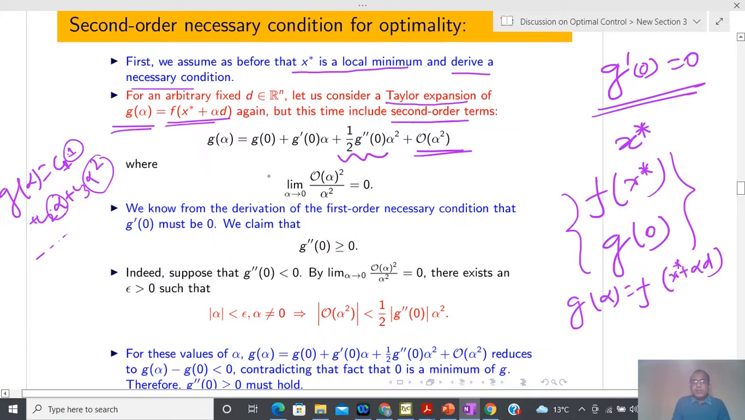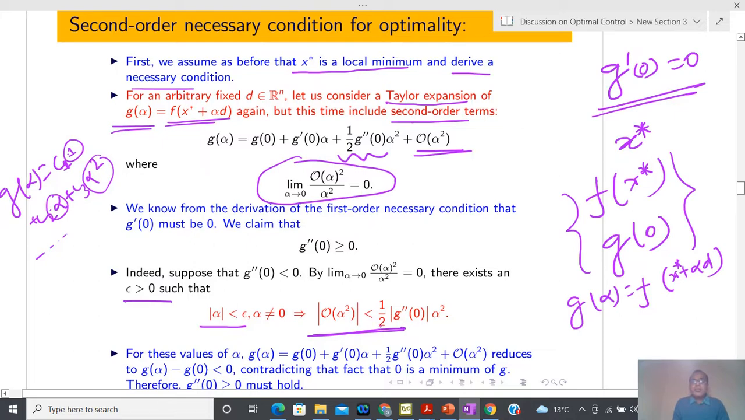This assumption says the same thing: as alpha is very small, the limit of this term, o of alpha square by alpha square, is equal to 0. Mathematically, I can also say there exists an epsilon such that if alpha is less than epsilon, then this condition is satisfied. Anyone has confusion?